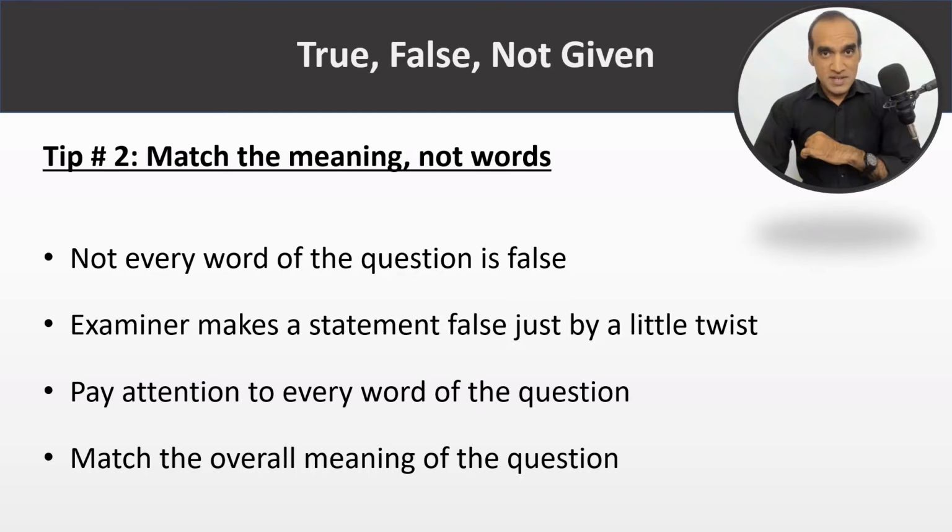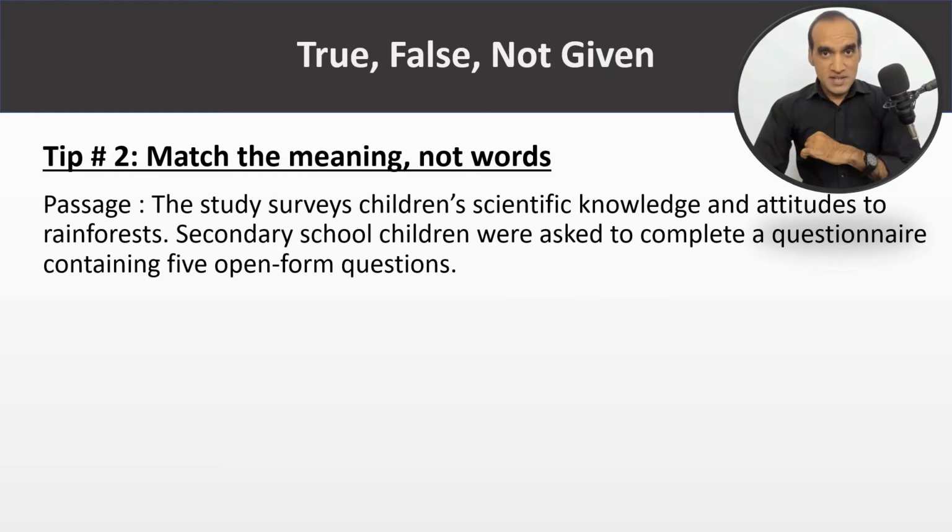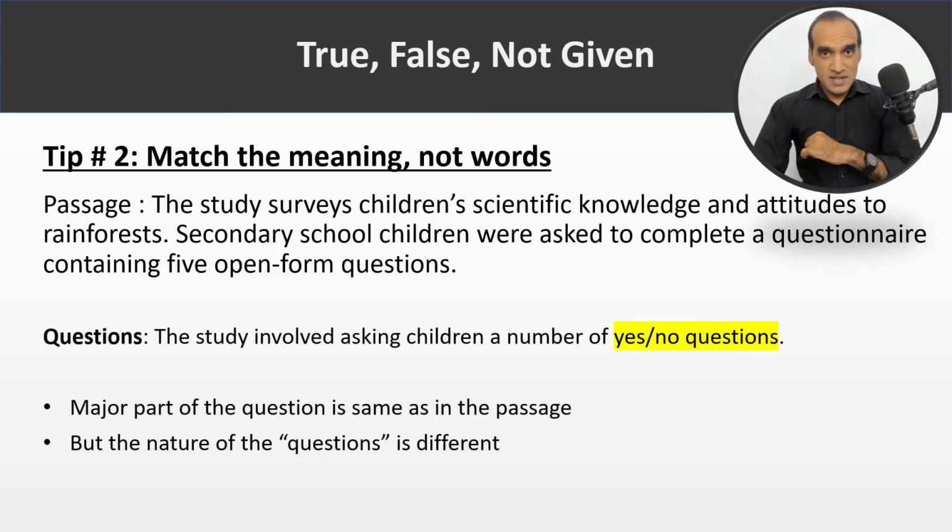Look at another example. This is what the passage says. The study surveys children's scientific knowledge and attitudes to the rainforests. The secondary school children were asked to complete a questionnaire containing 5 open form questions. Now look at the question here. The study involved asking children a number of yes-no questions. So we have most of the information in the question and the passage exactly the same.